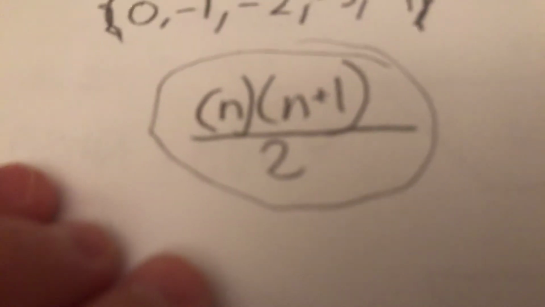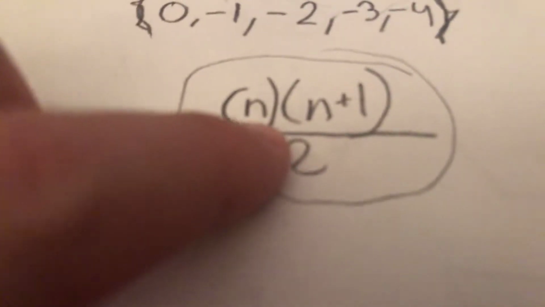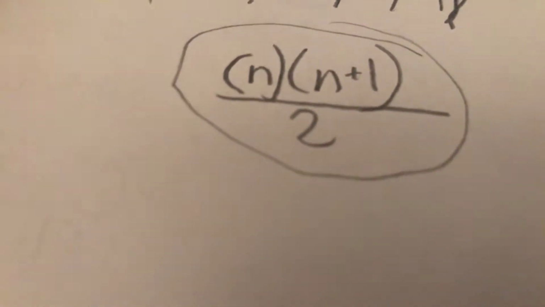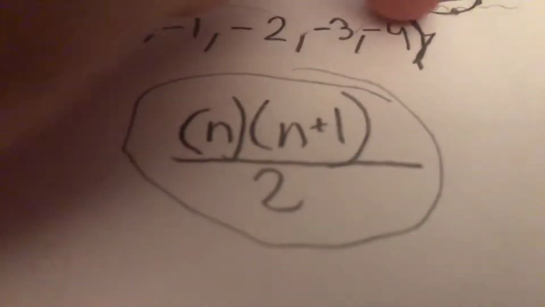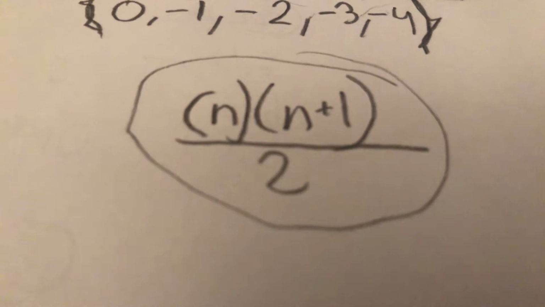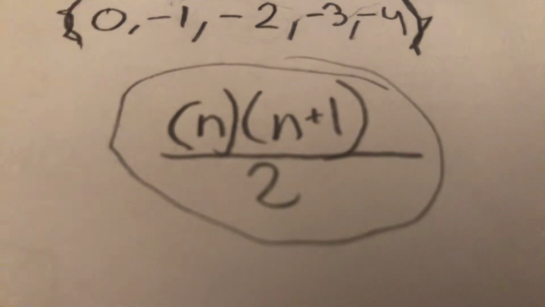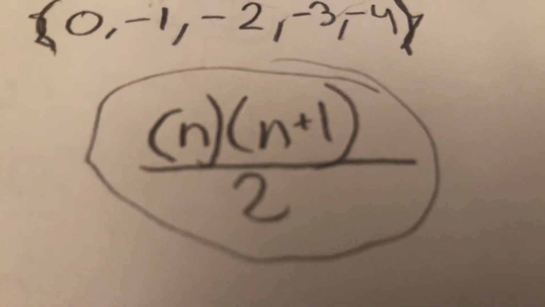But this is in case we don't want to do that. You just take the largest integer on the list, which in this case is minus 4. You just make it positive. So 4 times 5 over 2, 20 over 2, 10. And then you just make it negative if this was originally a negative, right? That is going to be our result, correct?